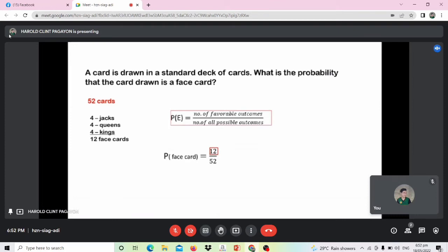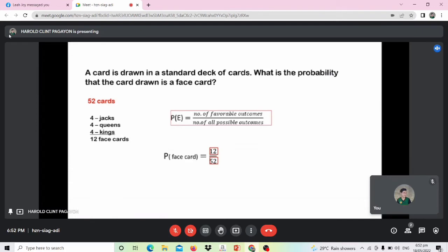So why does it become 12 over 52? 12, because we are looking for the probability of face cards, not just the Jacks, not just the Queens, and not just the Kings. The total face cards is 12, and 52 is the total number of cards in the standard deck. So, yes, but that's not our final answer.